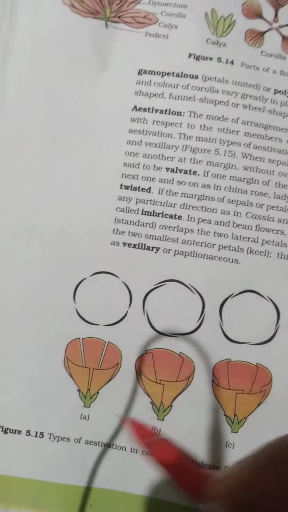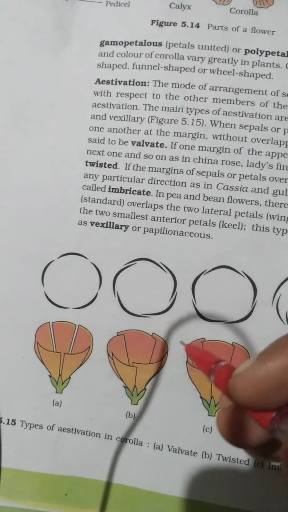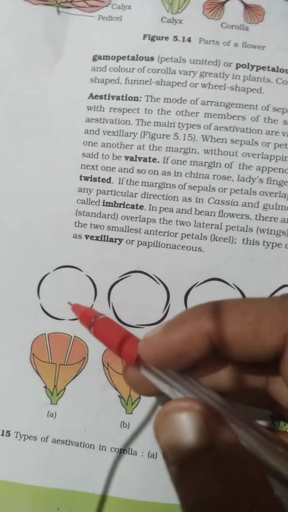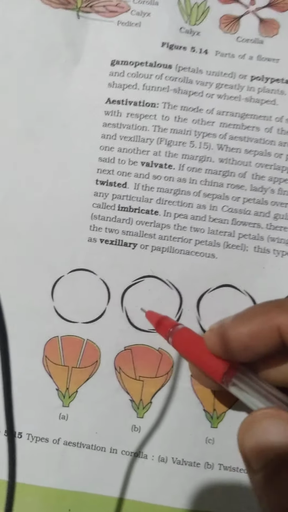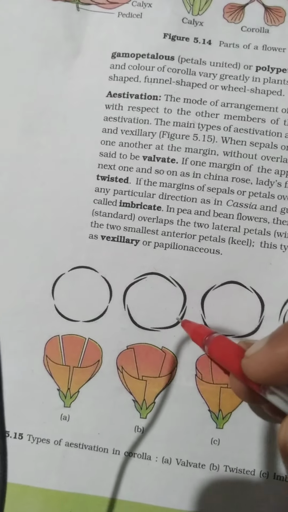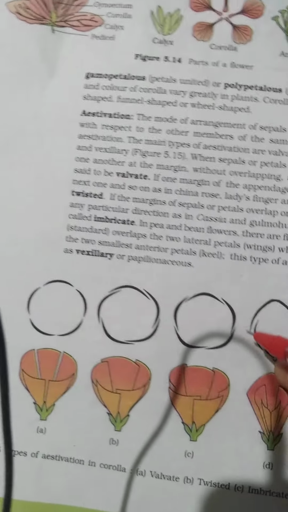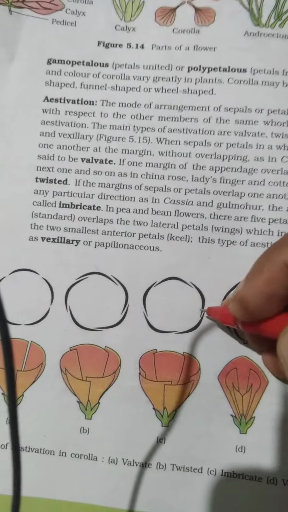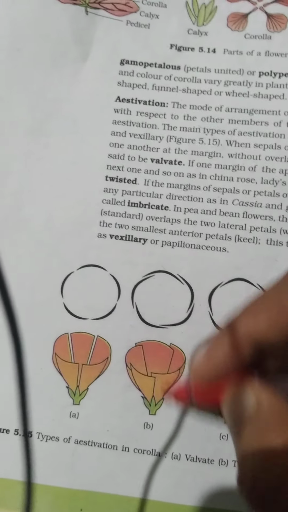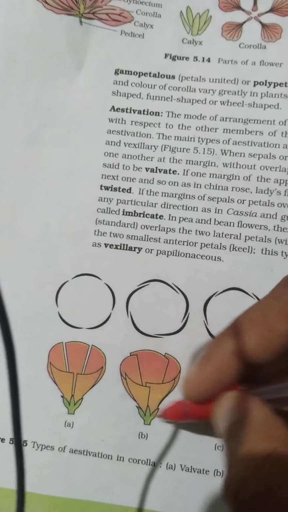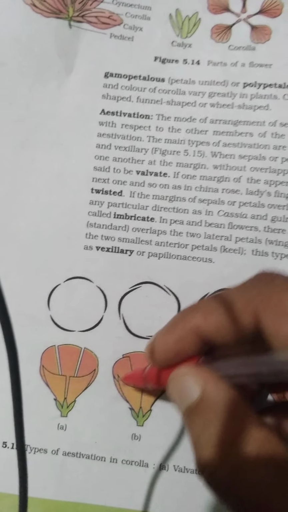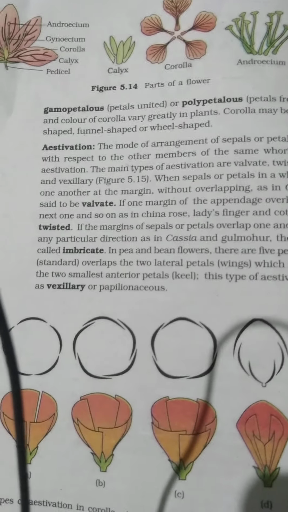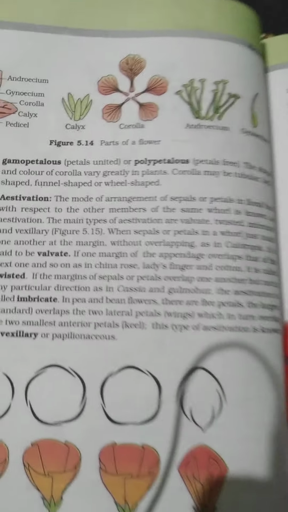So we have seen different types of aestivation processes. That is the valvate, the marginal association of sepals and petals. In twisted, there is an overlapping phenomenon, maintaining one direction. But imbricate is another type of overlapping phenomenon, but here it does not maintain the direction. If we cut a paper into that type of structure, we can get that structure. So these are the different types of aestivation, and I will discuss the other portions in my next class.